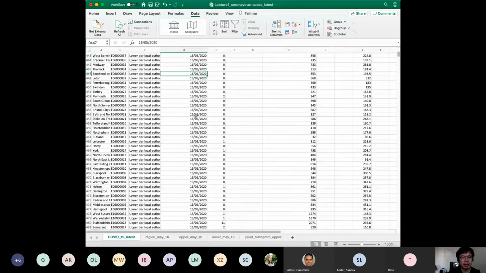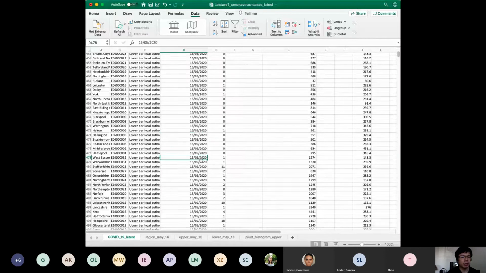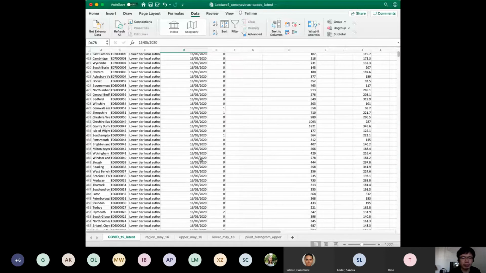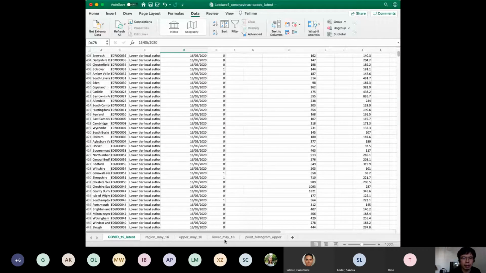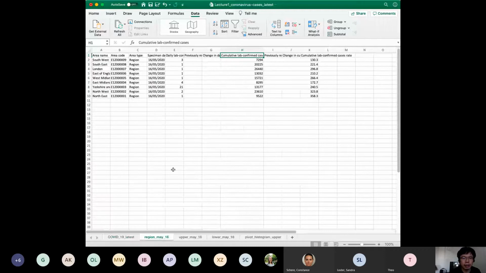And then you can see that it also covers information from previous days, like the 15th of May and so on. Now if you go to the other sheets, you can see that I have already copied and pasted the same data into different levels. What I mean by different levels of variability is that, first of all, you can have a regional level of analysis, where you have all these lab confirmed cases.